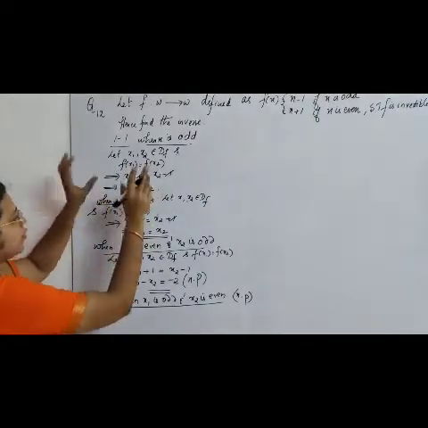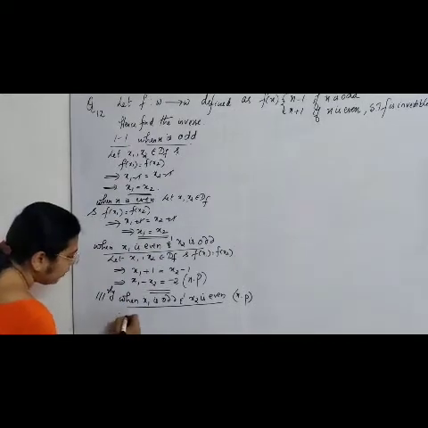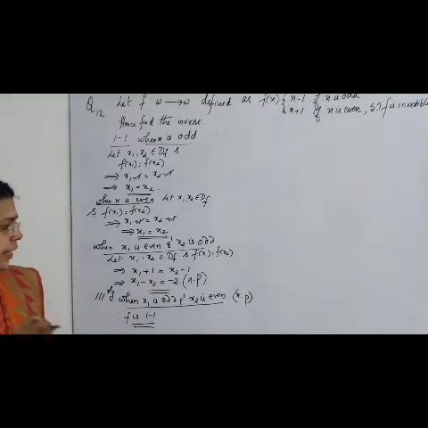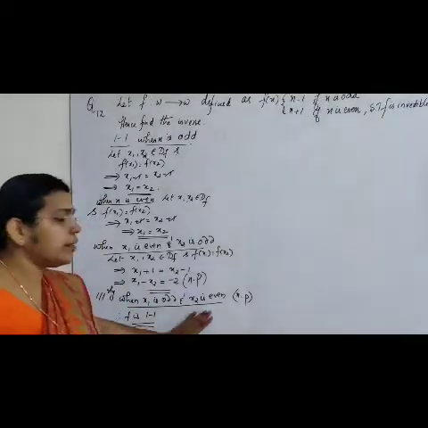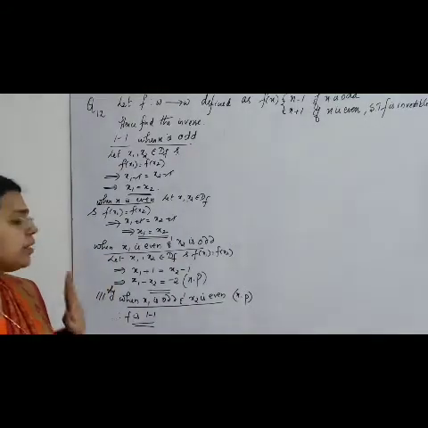Where x1 and x2 are odd and where x1 and x2 are even. So, what can I say? Therefore, f is 1-1, because this part is excluded. We are not at all bothered about this because this is not a possibility at all. Right? So it is 1-1.